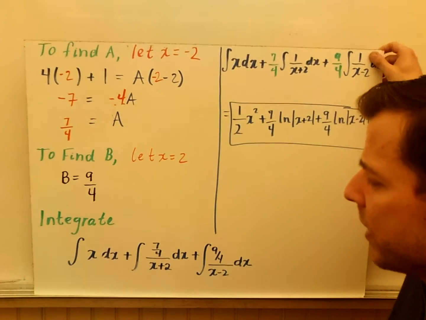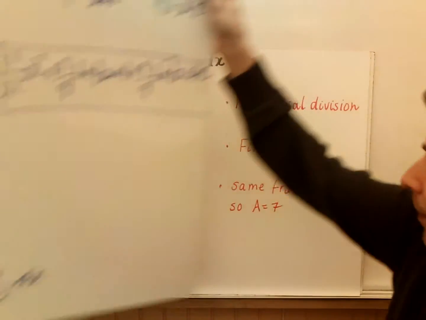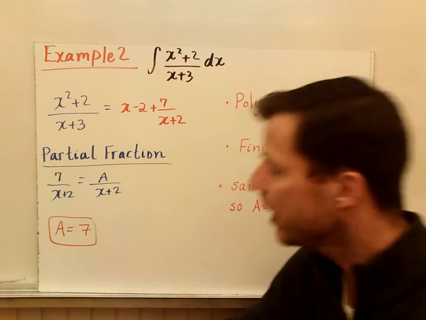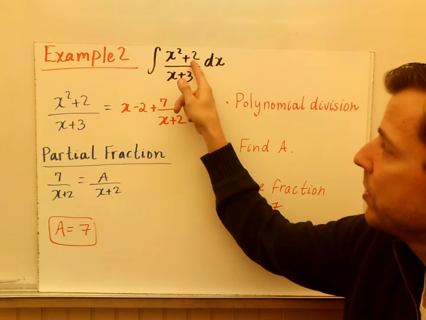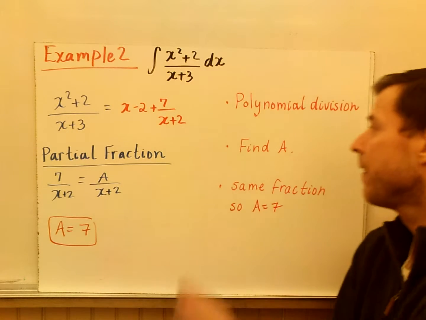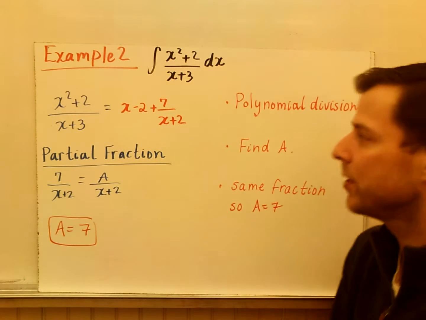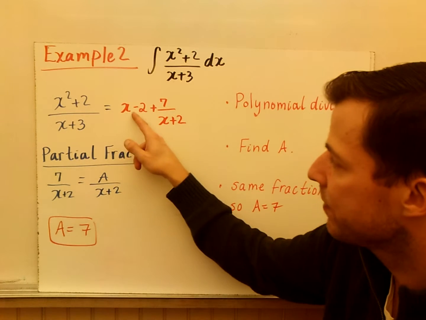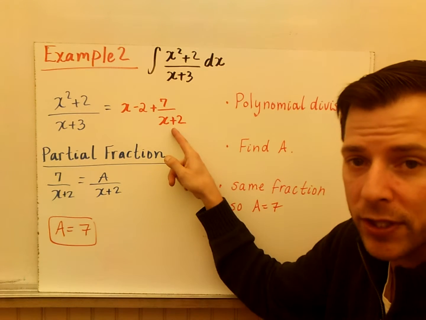Okay, so let's look at one more example. In this case, I have (x squared plus 2) over (x plus 3), and we're going to integrate that with respect to x. First thing we want to do is polynomial division. So when I divide that out, I get x minus 2 plus 7 over (x plus 2).